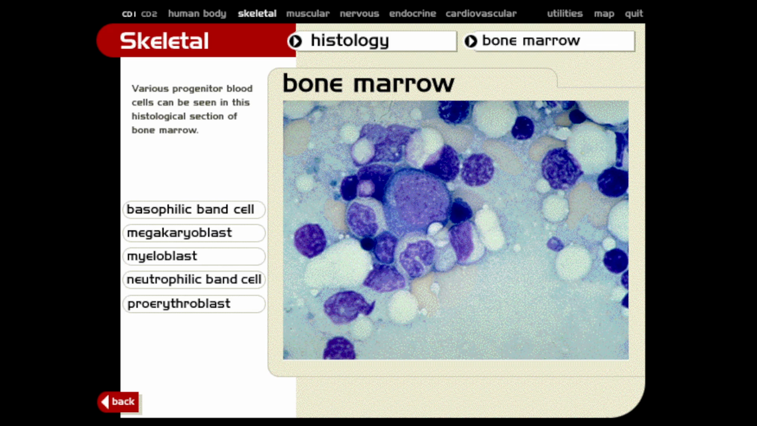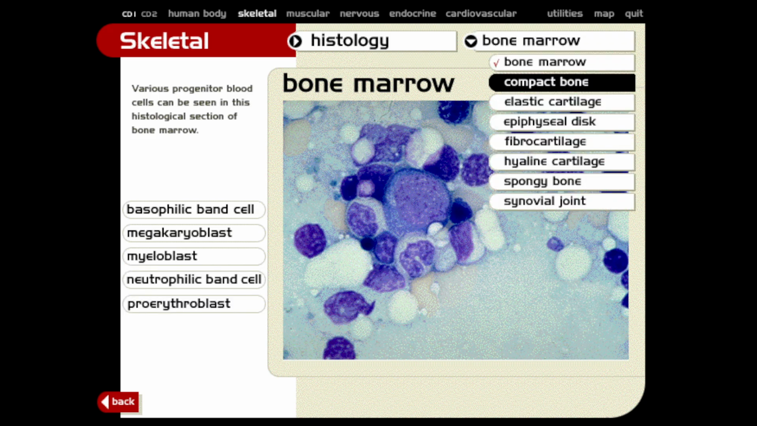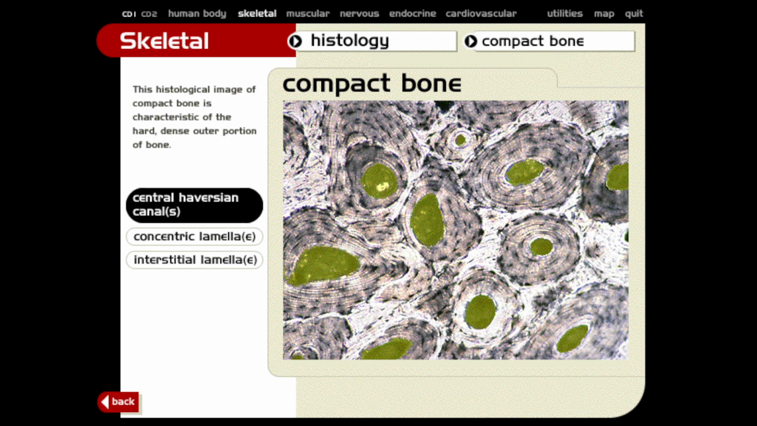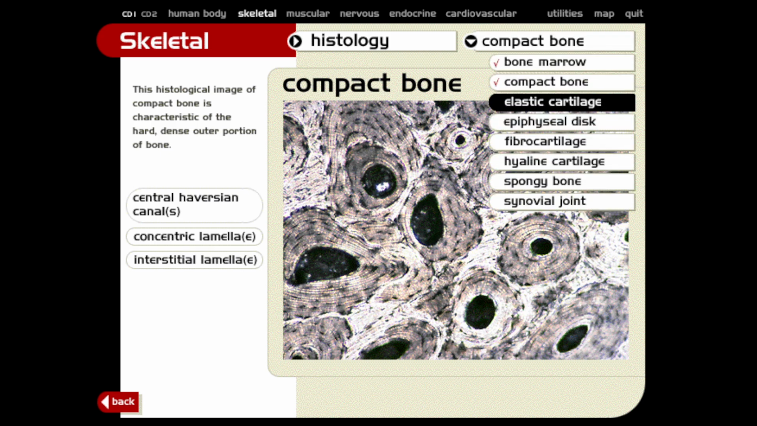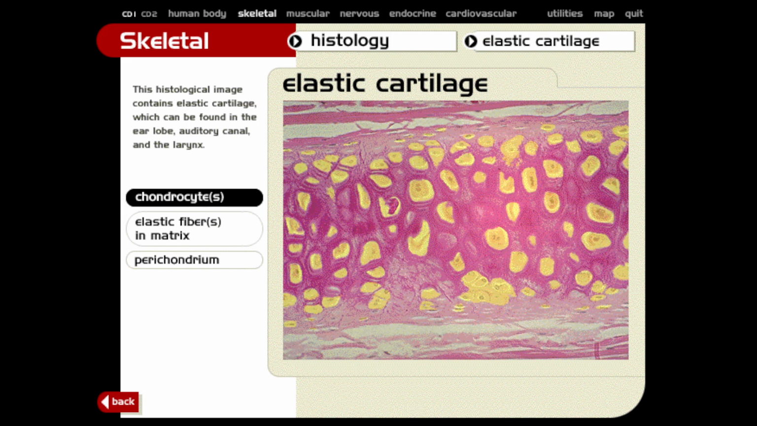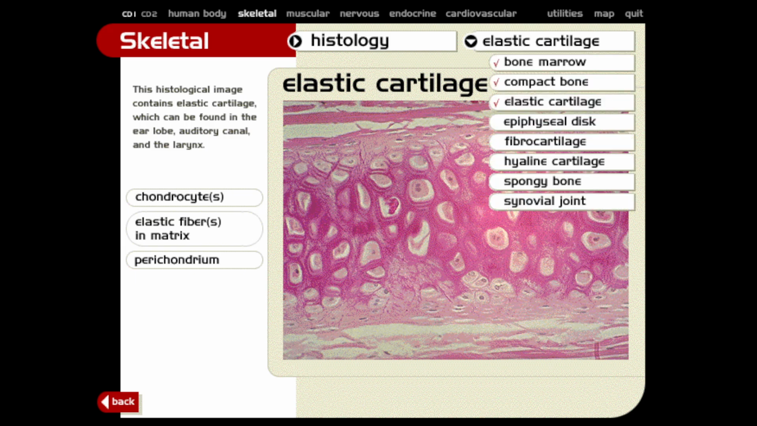Various progenitor blood cells can be seen in this histological section of bone marrow. This histological image of compact bone is characteristic of the hard, dense outer portion of bone. This histological image contains elastic cartilage, which can be found in the earlobe, auditory canal, and the larynx.